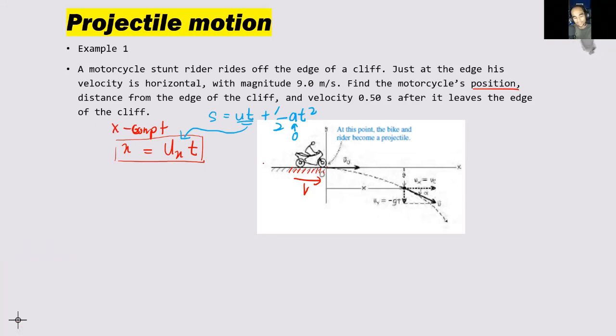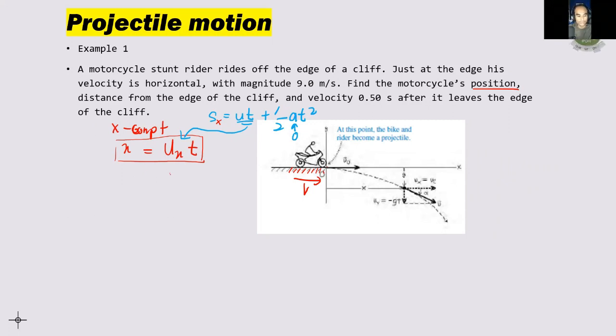Okay, so in the X component, acceleration A is 0. So this term is 0, right? So you're only left with S equals UT. S over here, we are counting in the X component, the displacement in X. So UXT, right? Everyone agrees it is UXT. This equation came from S equals UT plus half AT squared.